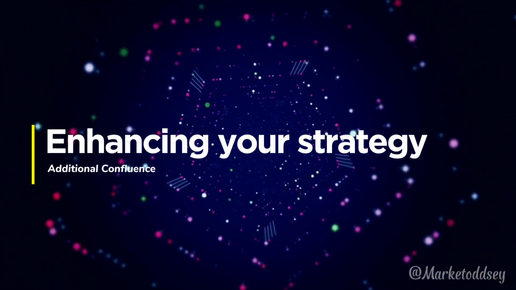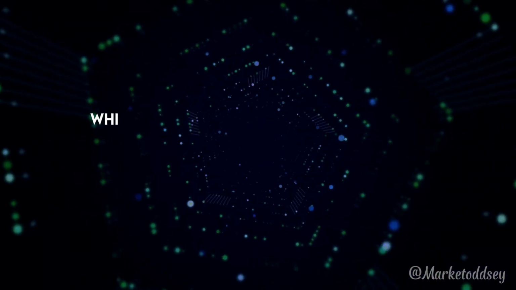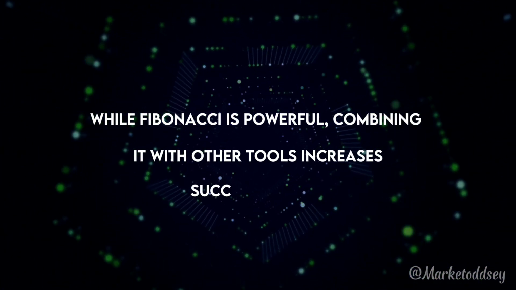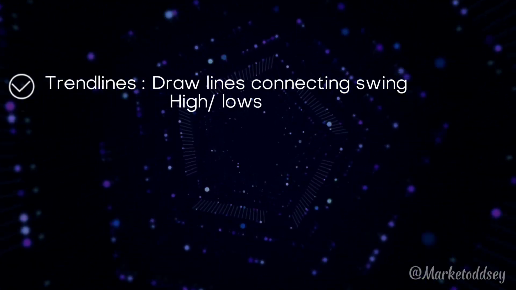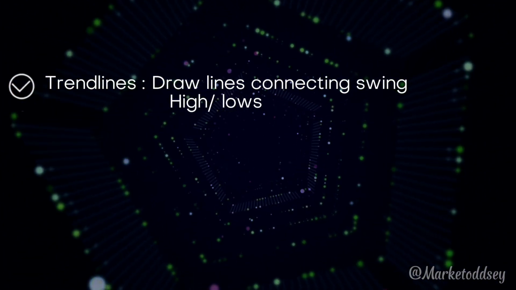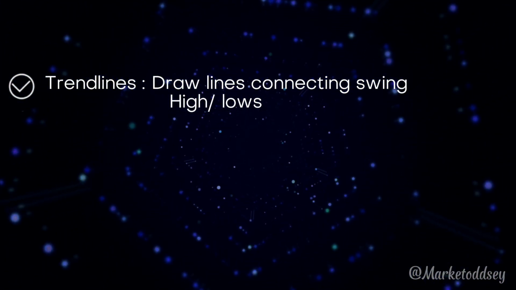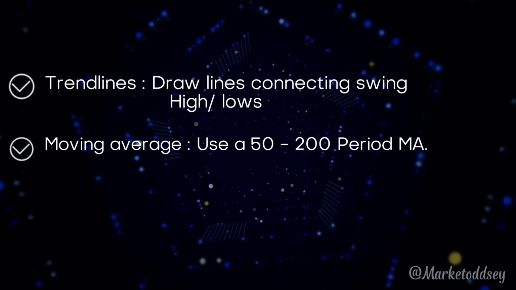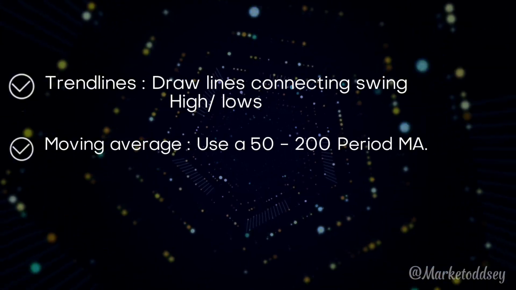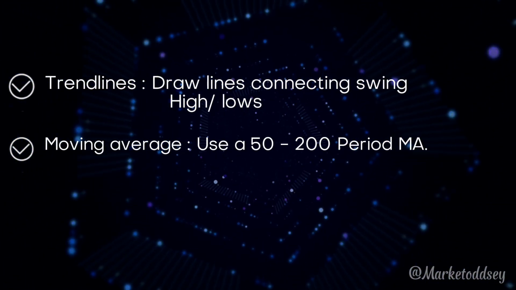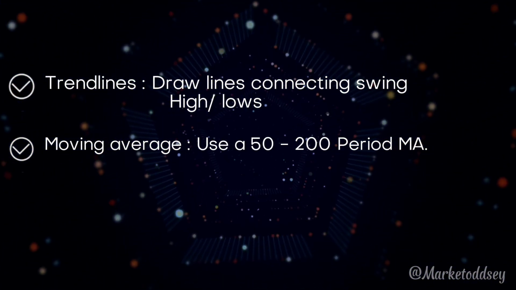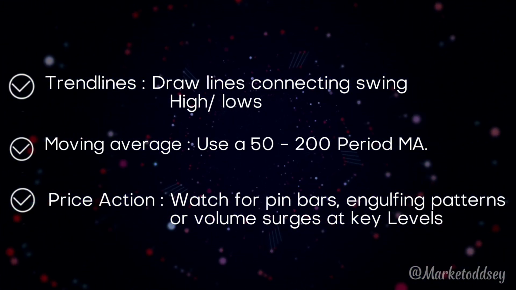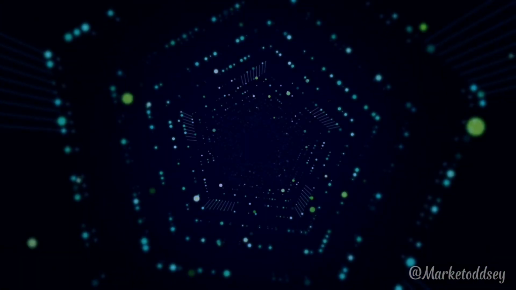Enhancing your strategy, additional confluence. While Fibonacci is powerful, combining it with other tools increases success rates. Trend lines. Draw lines connecting swing highs and lows. A pullback to Fibonacci plus trend line equals strong confluence. Moving averages. Use a 50 or 200 period MA. If prices bounce near both the MA and golden zone, confidence grows. Price action. Watch for pin bars, engulfing patterns, or volume surges at key levels.